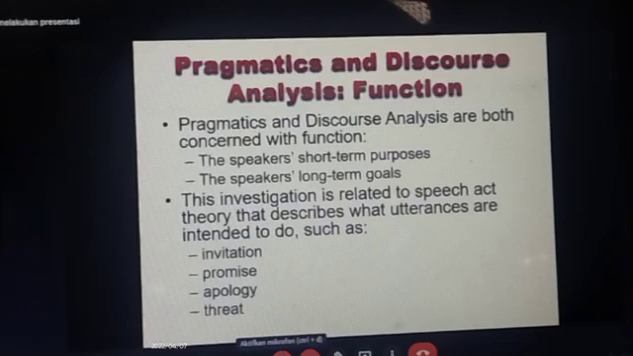Sehingga kemudian dari long term goal ini maka kita bisa mendeskripsikan maksud ujaran itu dalam bentuk misalkan invitation, promise, apology, threat dan sebagainya ya. Atau offering dan sebagainya, banyak sekali itu ya.